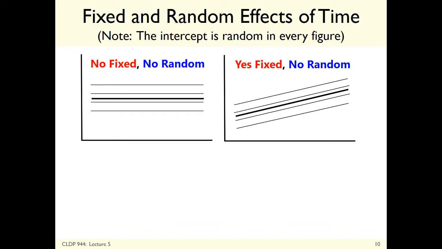Here is yes fixed, no random. Now, on average in this picture on the top right, there is change over time. That's what the fixed effect of time is going to give us. But everybody changes the same. That positive slope holds equally for everyone else, to the best of my PowerPoint drawing ability.